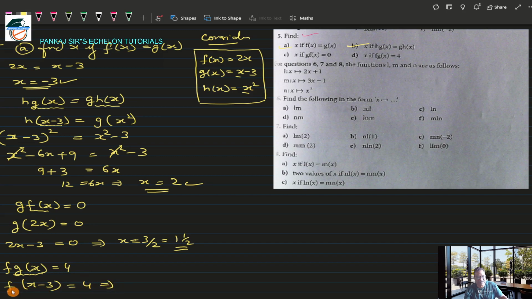Now f of x minus 3 should be what? f of x is 2x, so in place of x, I'm going to put x minus 3. So 2 into x minus 3 is equal to 4. This will give me 2x minus 6 equal to 4. This will give me 2x equal to 10. So x will be equal to 5. So there's the answer for part D of question number 5.